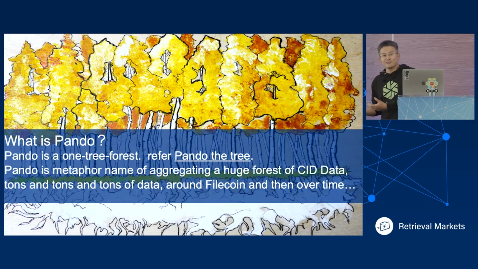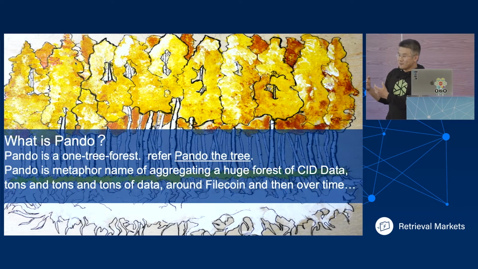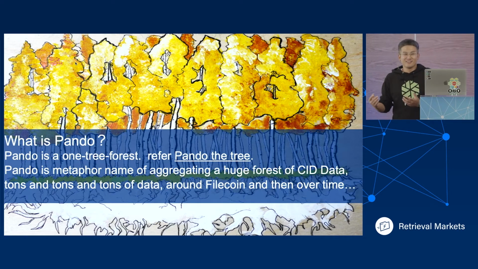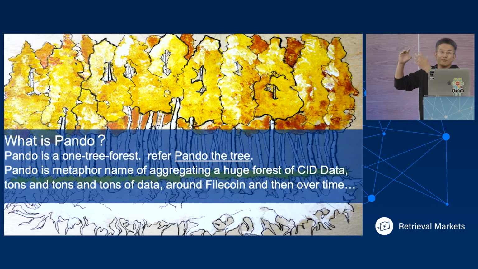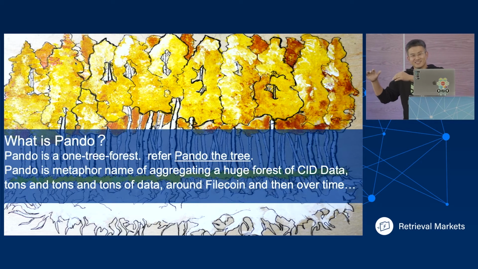Has anybody heard of Pando before? I started from this project, and then I learned about Pando. Pando is a one-tree forest. Above the ground, it is a forest. But under the ground, there is a vast, huge tree, one root. So it is much like a mercury forest of trees with one root. So Pando is a very good metaphor name for aggregating the huge forest of CAD data. We can call that the CAD forest for tens of data around the Filecoin and over time.